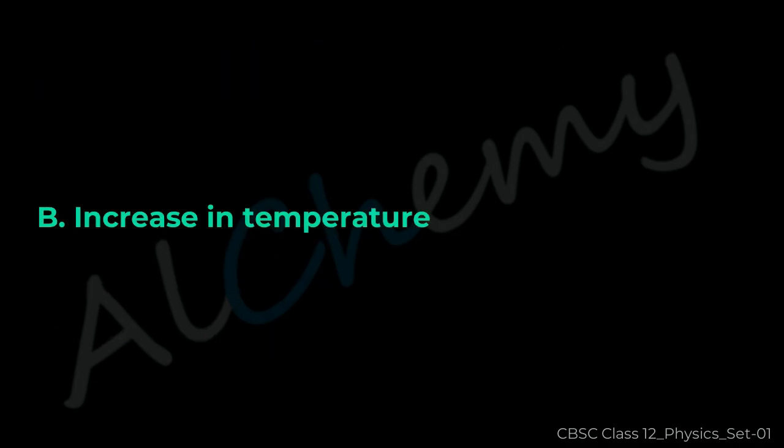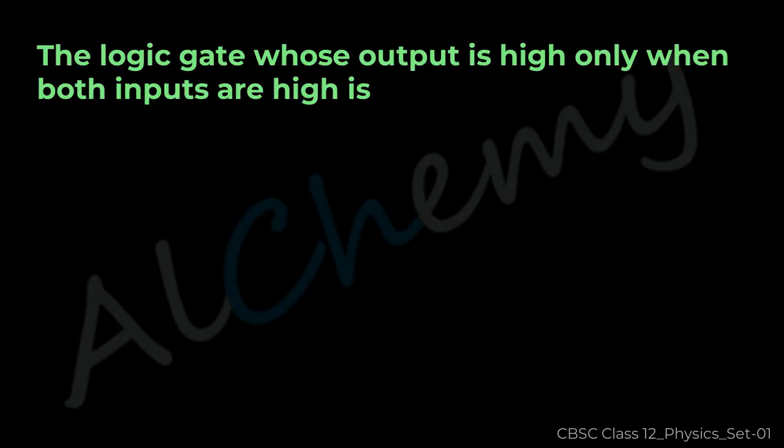The correct answer is B. Increase in temperature. Question 38. The logic gate whose output is high only when both inputs are high is A. OR, B. AND, C. NAND, D. XOR.